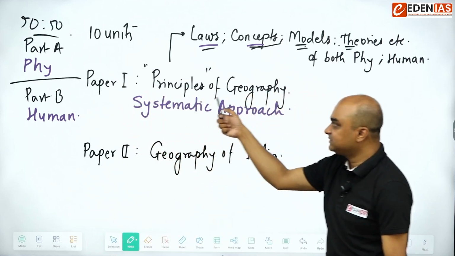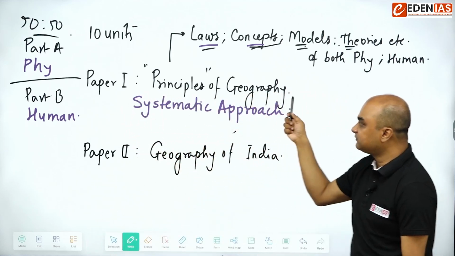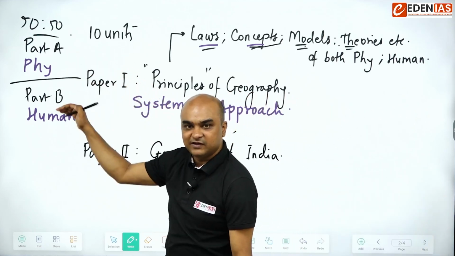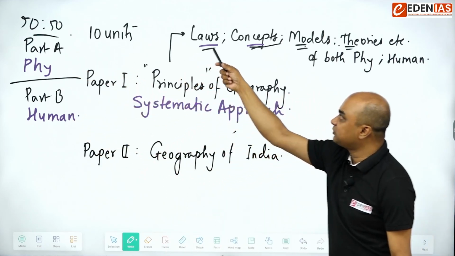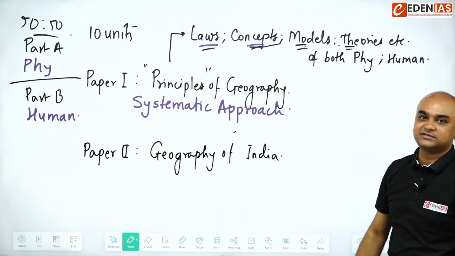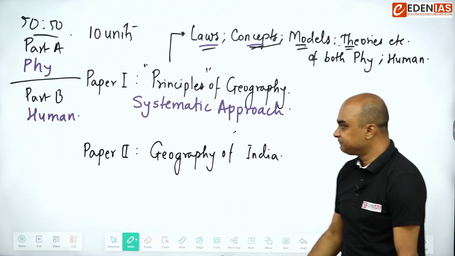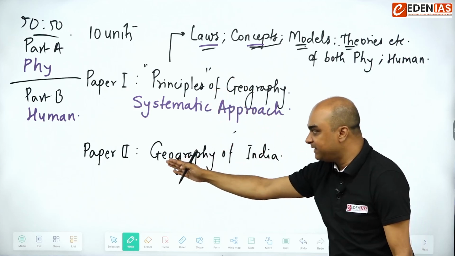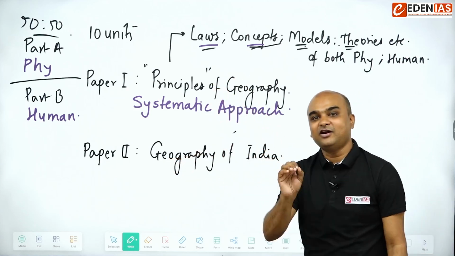So this is paper 1. It is principles of geography. It has a systematic approach. Its syllabus is divided 50-50 and it focuses on laws, concepts, models, theories. ये सबसे पहले आपको पता होना चाहिए. So here the focus is on concept, whereas in paper 2 the focus is on context.